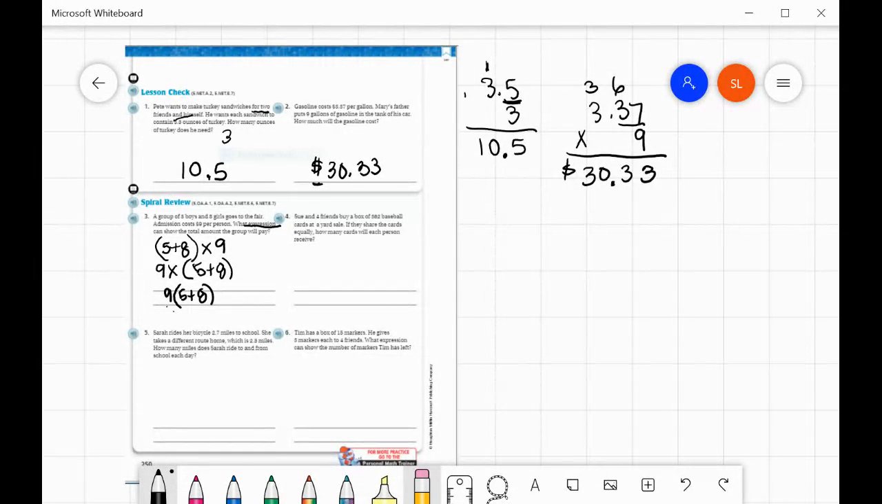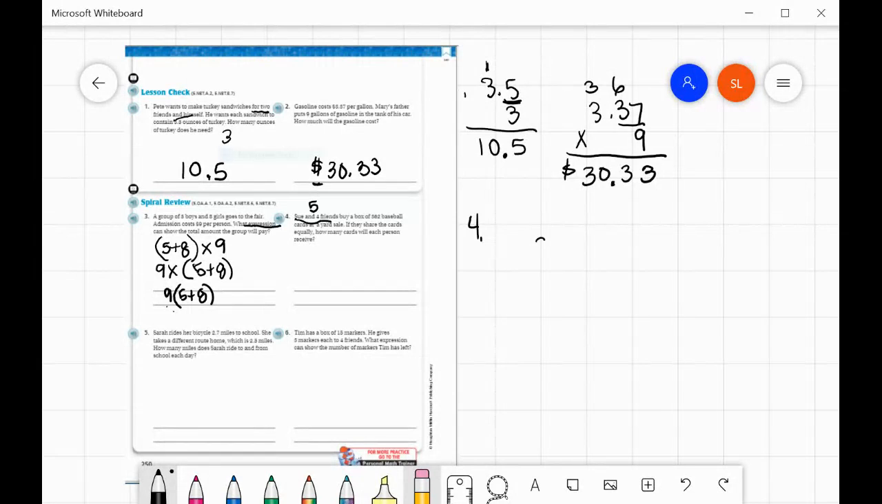Number 4. Sue and 4 friends buy a box of 362 baseball cards at a yard sale. If they share the cards equally, how many cards will each person receive? This share the cards equally tells us that we are going to be dividing. And it's Sue and 4 friends, which means there's 5 people altogether. So I'm going to do number 4 over here because it's going to be a little bit long.